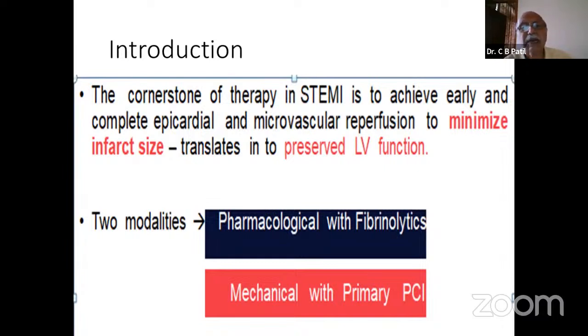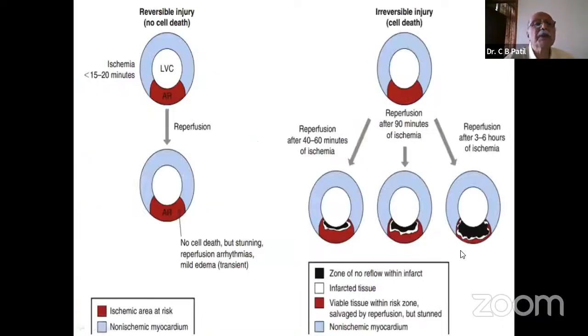Not only just epicardial, microvascular reperfusion to minimize infarct size, which translates into a preserved LV function rather than reduced or a dead myocardium. So there are two ways of doing this reperfusion. One is pharmacological with fibrinolytics, and the other one is with primary percutaneous coronary intervention.